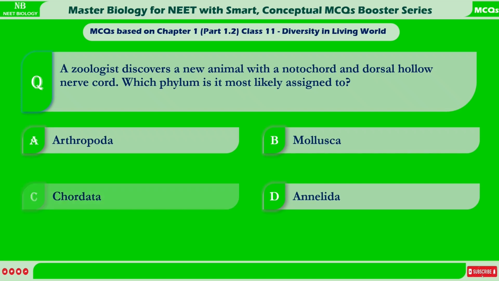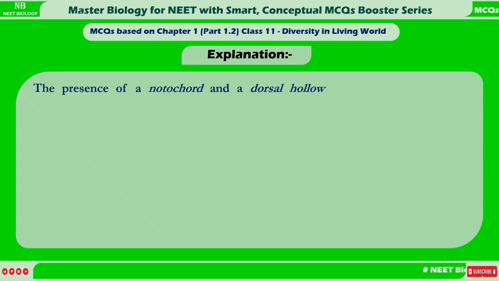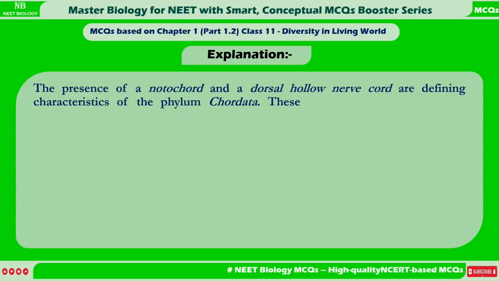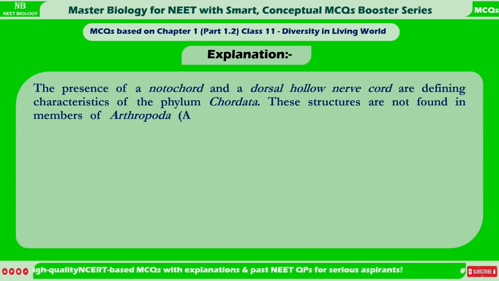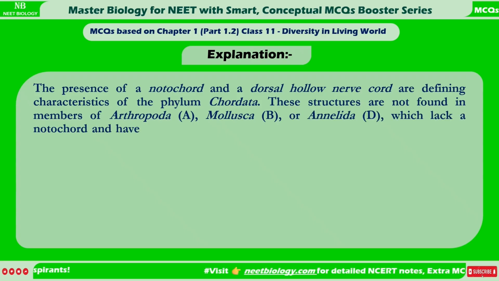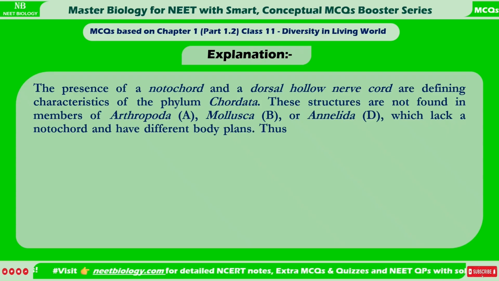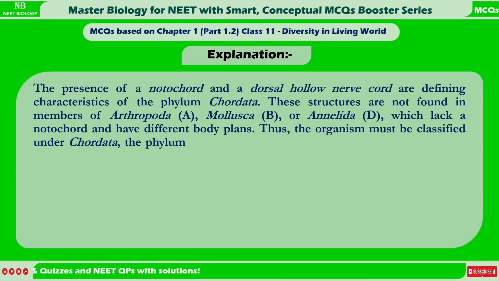Correct answer is C. Chordata. Explanation: The presence of a notochord and a dorsal hollow nerve cord are defining characteristics of the phylum Chordata. These structures are not found in members of Arthropoda, A, Mollusca, B, or Annelida, D, which lack a notochord and have different body plans. Thus, the organism must be classified under Chordata, the phylum that includes all vertebrates and some invertebrates with these features.